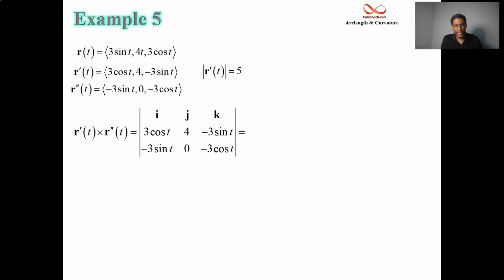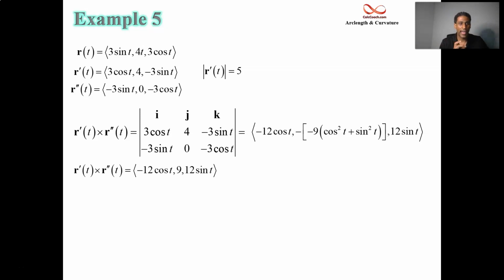All right, cross out i's column and row, and you get negative 12 cosine t. Cross out j's column and row, you get negative 9 cosine squared minus 9 sine squared. And don't forget, the second term there gets a negative on it already. And then when you cross out k's column and row, you end up with a 12 sine t. So your cosine squared plus sine squared shows up. That's a 1. The double negative makes it a 9. We have our cross product.